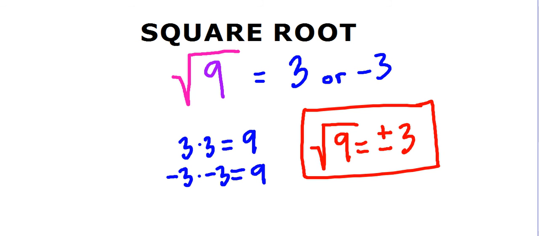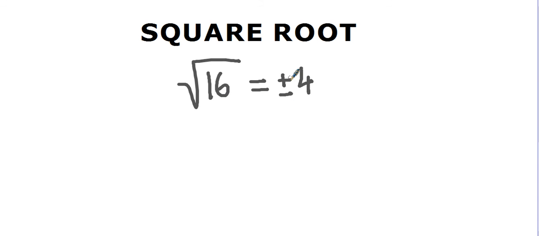And let's try another example. What is the square root of 16? Again, I ask myself, which number can I multiply by itself to get 16? 4 times 4, or that could also be negative 4 times negative 4. So the square root of 16 could be positive 4 or negative 4.